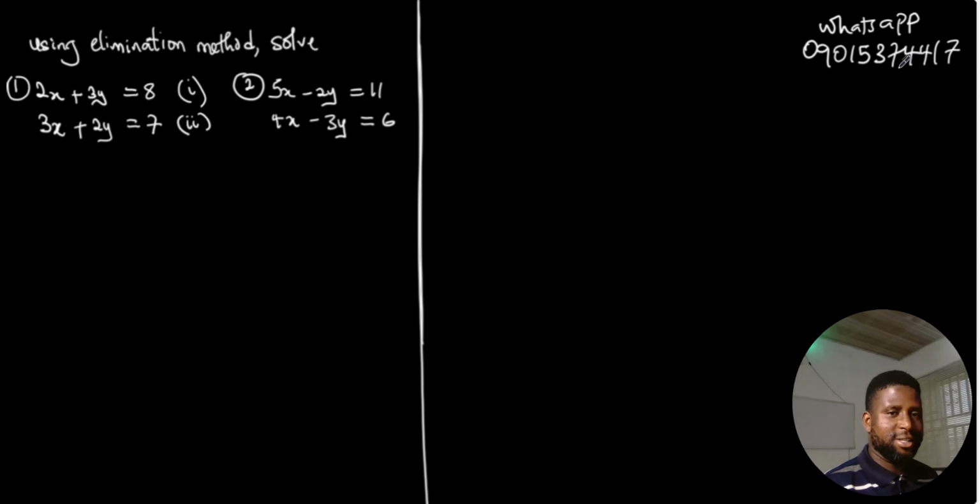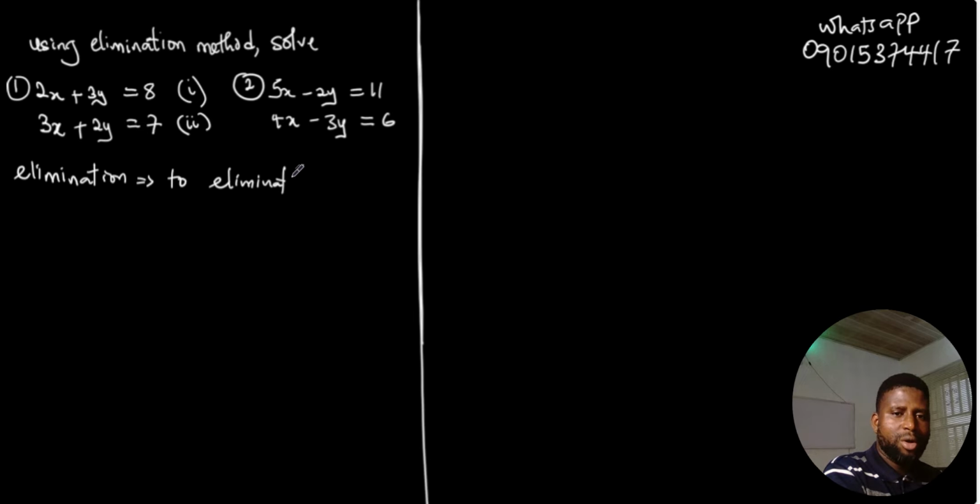Now, we have these two questions that say, using elimination method. By the name elimination, it means to eliminate, or to delete. So if I say eliminate a variable, for example, it simply means I'm saying delete the variable. That is, I don't want it to show, I don't want it to exist any longer.